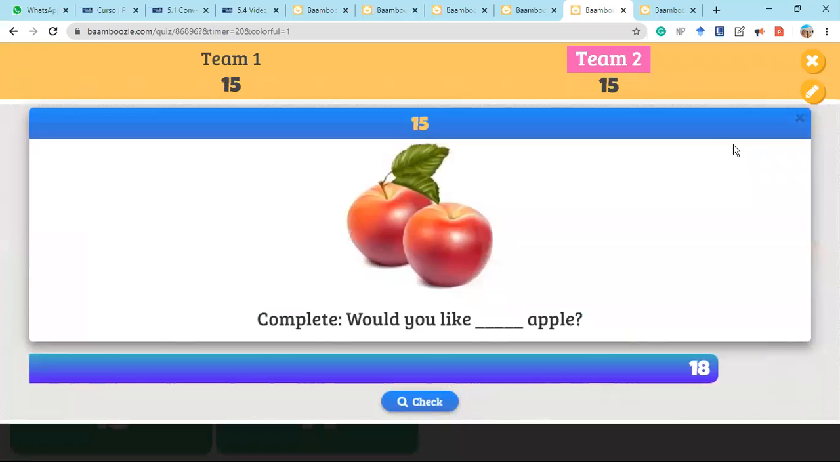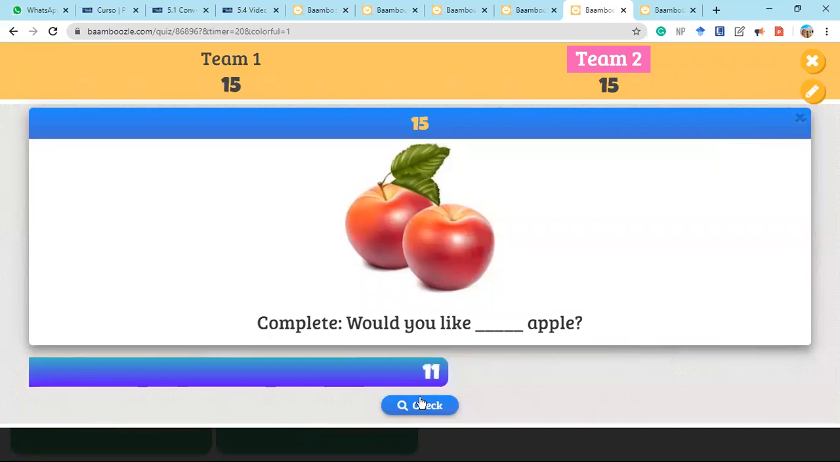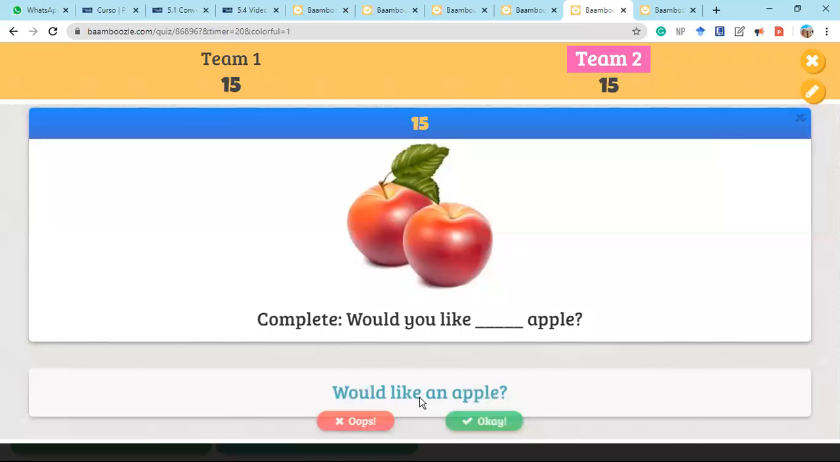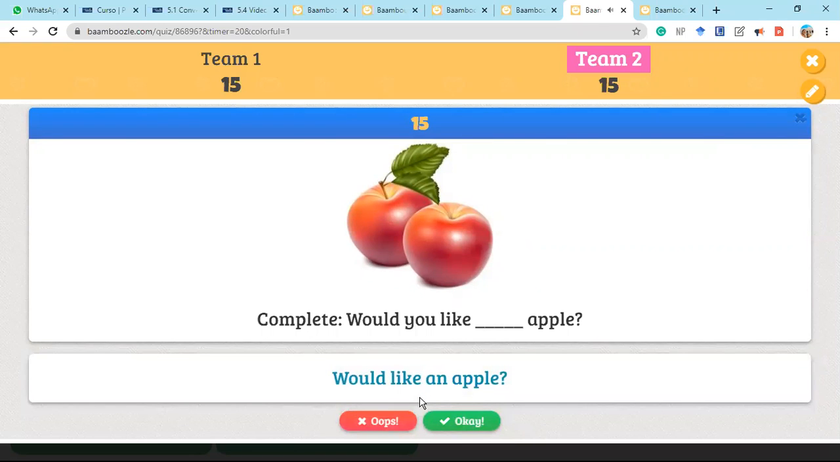Number four is for ladies. Complete: Would you like some apple? Let's check. You know what the problem is? When you say some, this must be plural. Would you like some apples? But it's singular, so it must be an apple. Okay. Sorry.